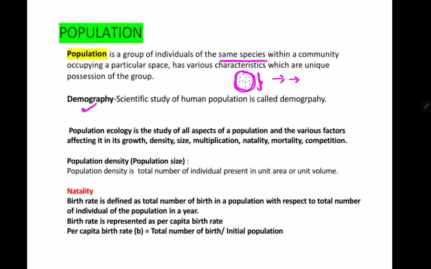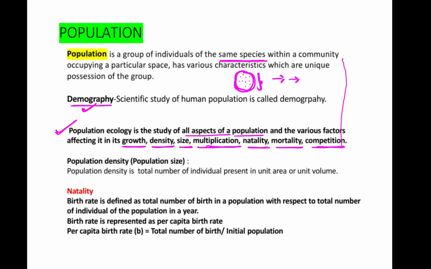Whenever we do a scientific study of population, we call it demography. So what is demography? Demography is the scientific study of human population. Now, population ecology is the study of all aspects of population. Whether you are talking about growth in the population, change in population density, the size of individual organisms, their multiplication, their birth, their death, or their competition, everything comes under population ecology.